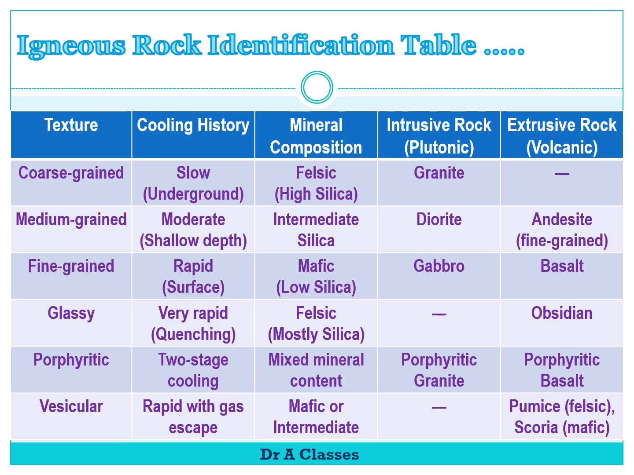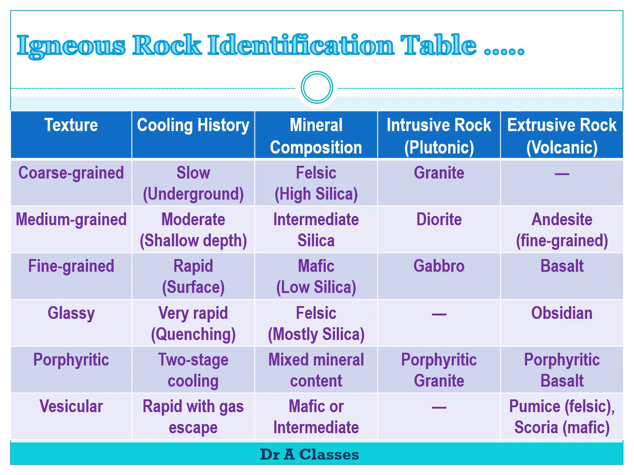Coarse-grained texture forms from slow cooling deep underground, allowing large crystals to develop. Example, granite, gabbro. Fine-grained and glassy texture result from rapid or very rapid cooling at or near the earth's surface. Example, basalt and obsidian. Mineral composition ranges from felsic, high silica, light colored, to mafic and ultramafic, low silica, dark colored, which influences rock density, strength, and weathering behavior.